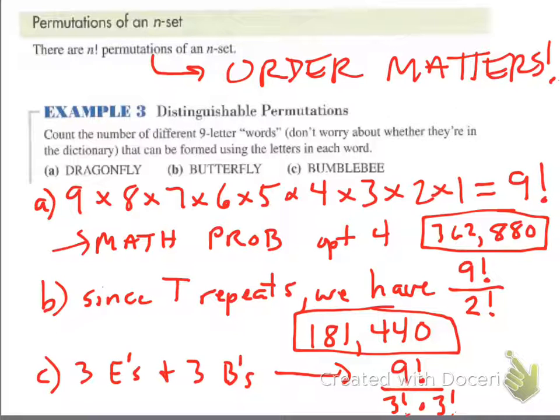So in your calculator, you're going to do 9 factorial divided by, parentheses, 3 factorial times 3 factorial. And that gives you 10,080. That's a bad 0. So just understand, when you have a letter or number that repeats, you have to put that on the bottom as many times as it shows up. So in Part B, T showed up twice. So we had 2 factorial on the bottom, and that was it, because T was the only letter that repeated. In C, we had 2 letters that showed up 3 times, so we have to account for that in the bottom.